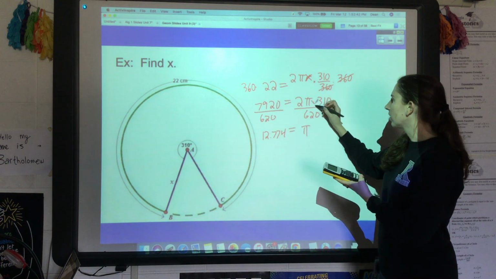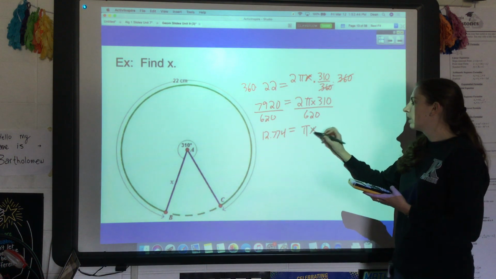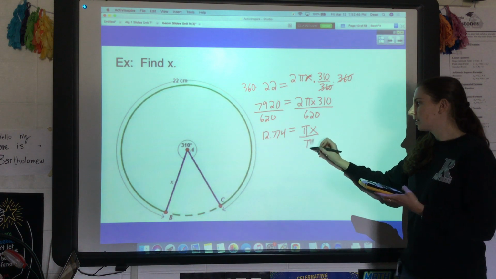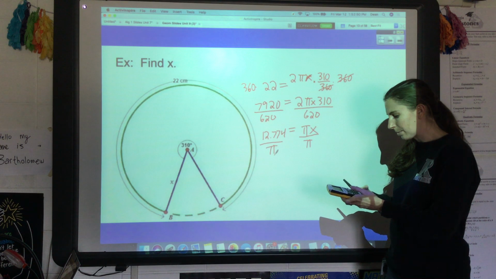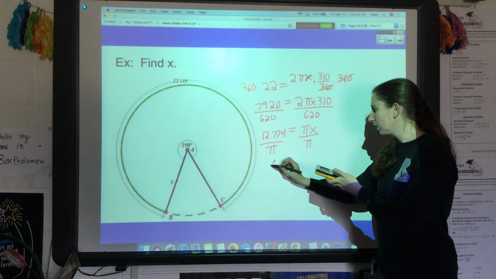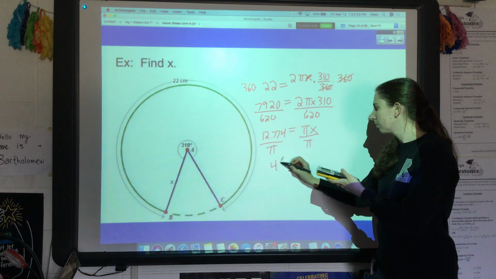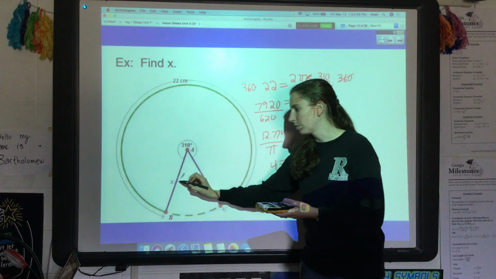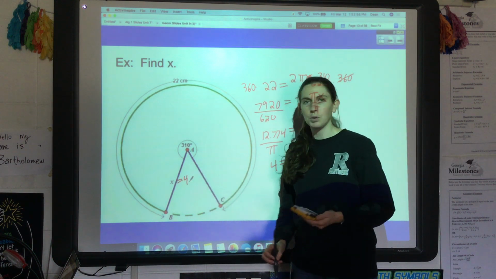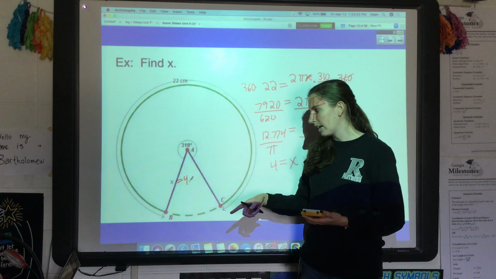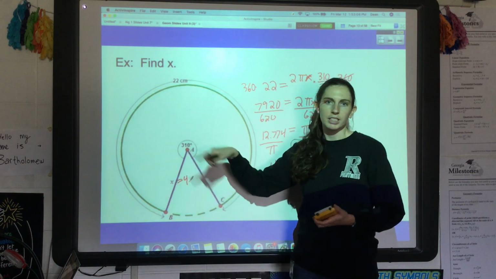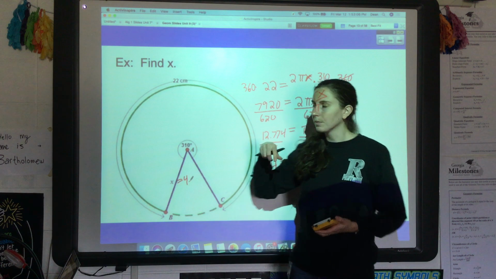Oh, I lost my x, sorry. And then lastly, divide by pi. Taking the original decimal and dividing it by pi, we get about 4. So the radius is approximately 4. And if you wanted to test it out, you could do 2 pi times 4 and then times 310 out of 360 and see if it gets you around 22.